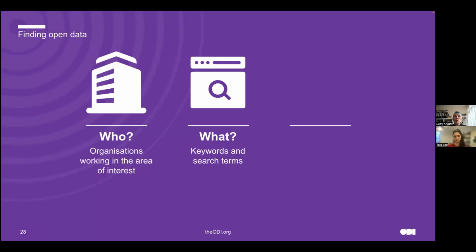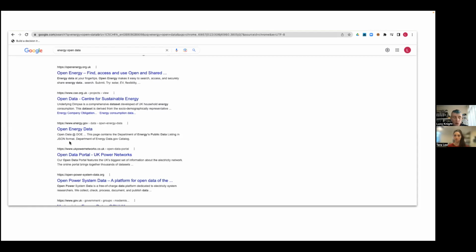Now thinking about the what. Searching for what you're looking for, you just need to pick your keywords with care. I'm sure none of you need teaching how to Google, but obviously simpler is better. The less specific you are, the more results you're going to get back, but the less likely you are to inadvertently filter out the exact thing that you're looking for.